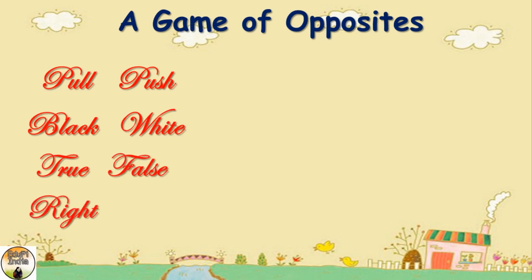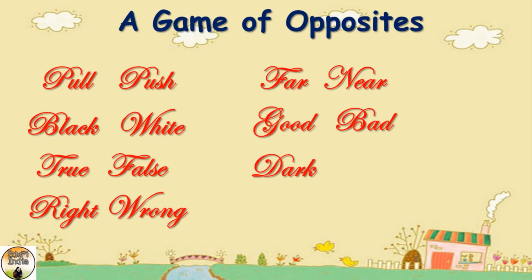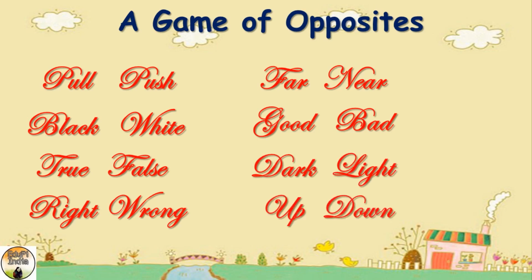Next word is right. Opposite of right is wrong. Far. Opposite of far is near. Good. Opposite of good is bad. Dark. Opposite of dark is light. Next word is up. Opposite of up is down. And the last word is old. And the opposite of old is young.